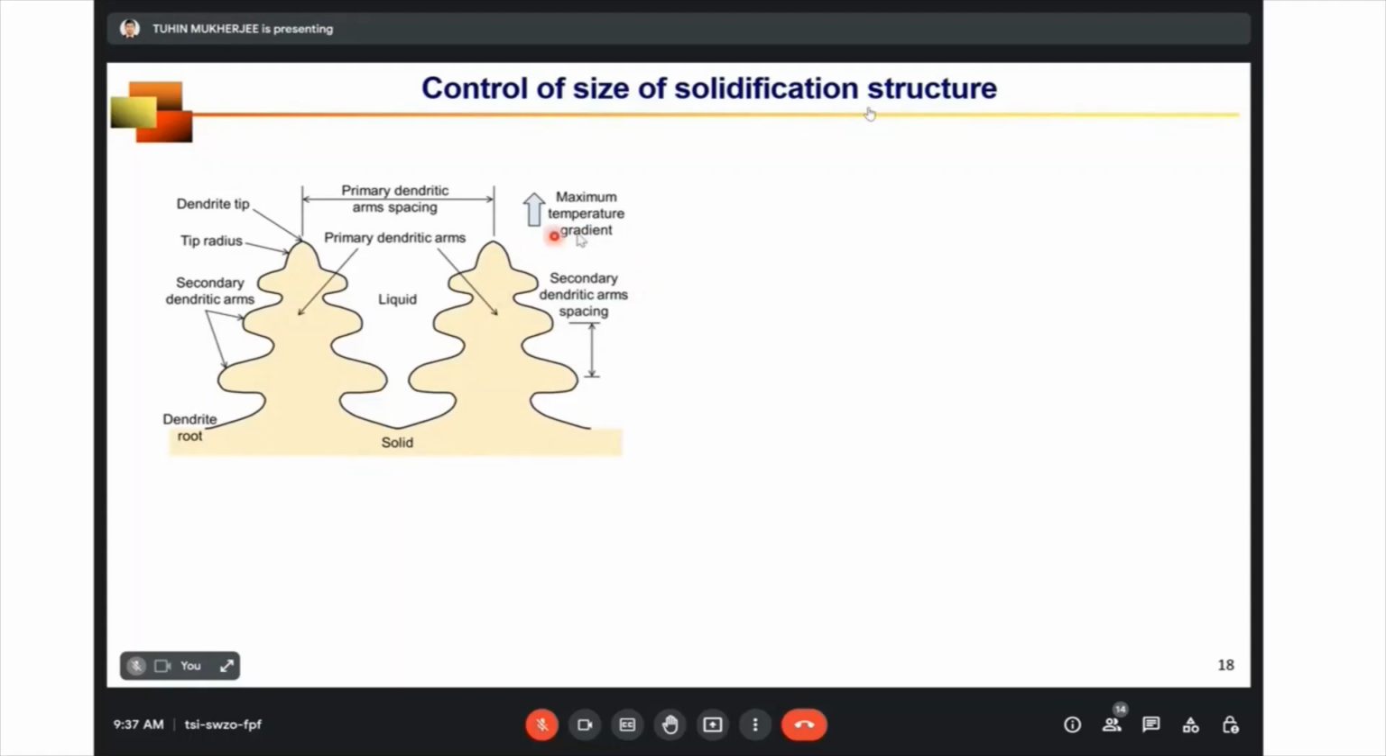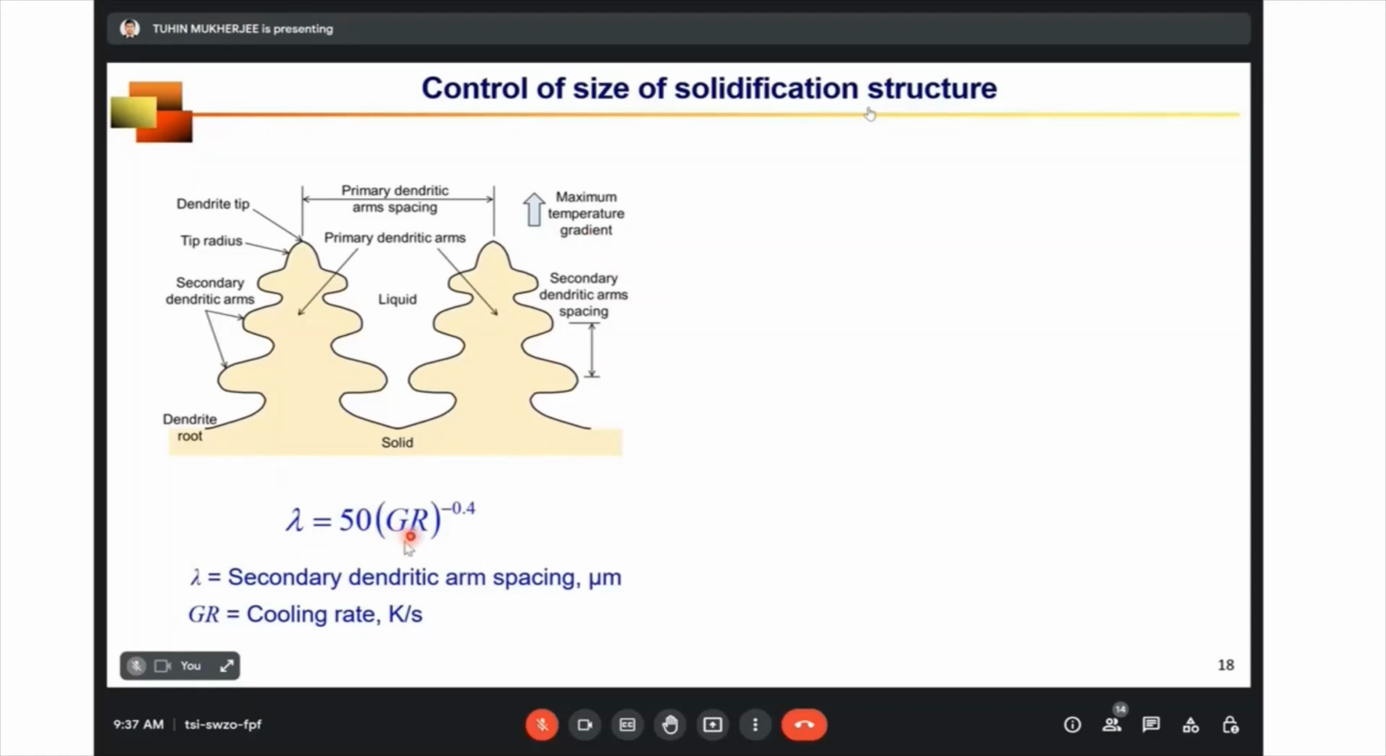So how can we calculate secondary dendritic arm spacing from cooling rate? There is a formula. You can calculate the cooling rate, which is the product of temperature gradient G and solidification growth rate R. Now these two constants, 50 and 0.4, depend on the alloy. This is for stainless steel, but if we change the alloy, let's say nickel alloy or aluminum alloy, they will change. And there are handbooks that have values for these two constants for different alloys.